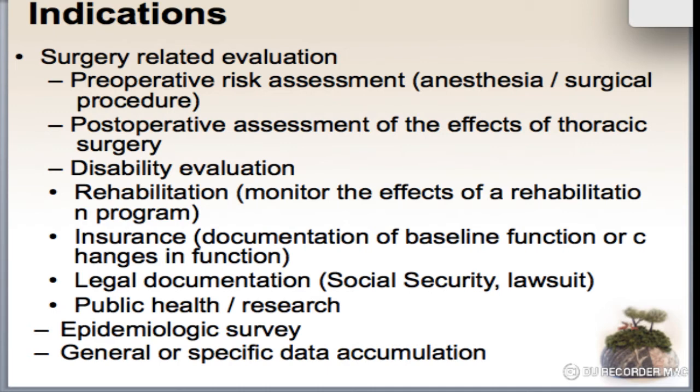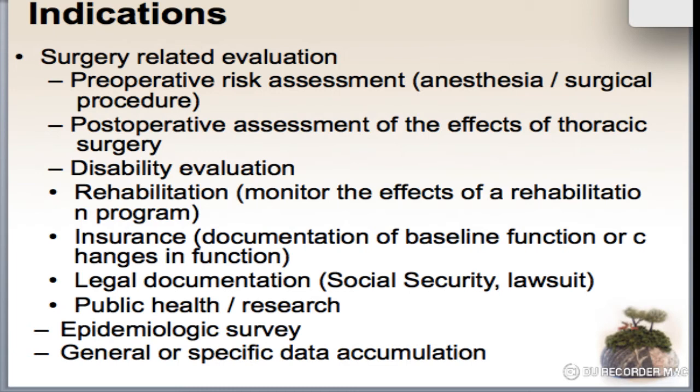Other indications: we have the surgery-related evaluation, which is a preoperative risk assessment, like for anesthesia or surgical procedure. Through PFT, you can determine the tidal volume of your patient prior to surgery. Another indication is a post-operative assessment after surgery, of the effect of thoracic surgery. If there is a complication after thoracic surgery, PFT can determine certain abnormalities for post-operative assessment of your patient post-surgery. So this is a surgical-related evaluation.